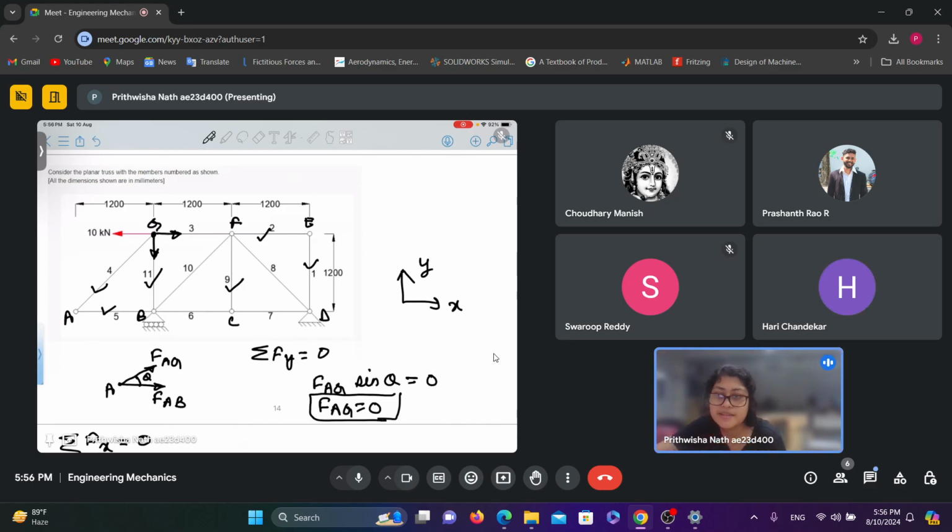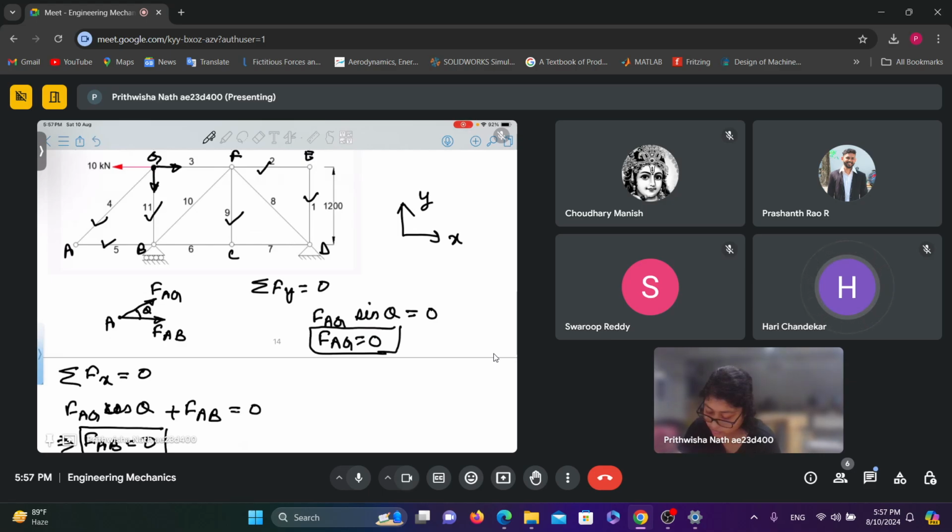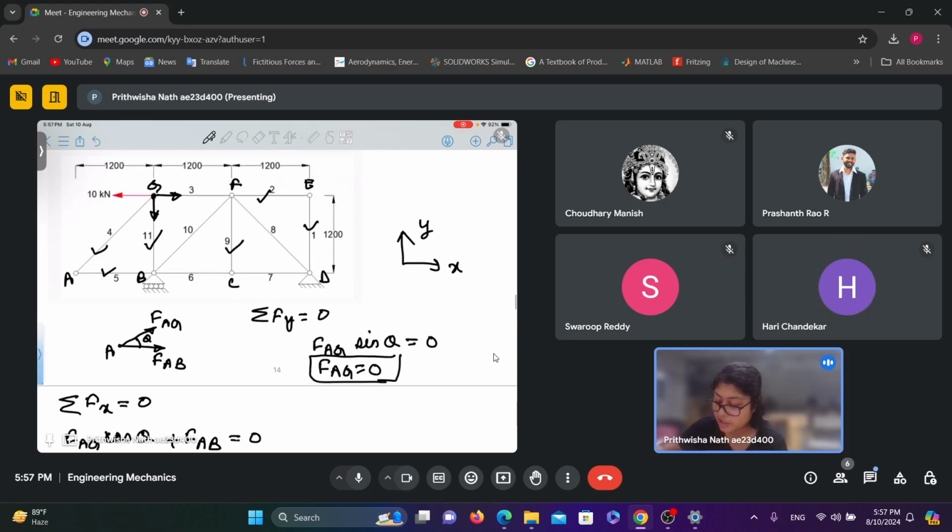It will turn out to be 0 only. We can calculate and see, because a member cannot have multiple answers, right? Once it is a zero force member, it has to be 0, right? You need to check that. We have calculated it from point G, but we can also calculate it from the other point.